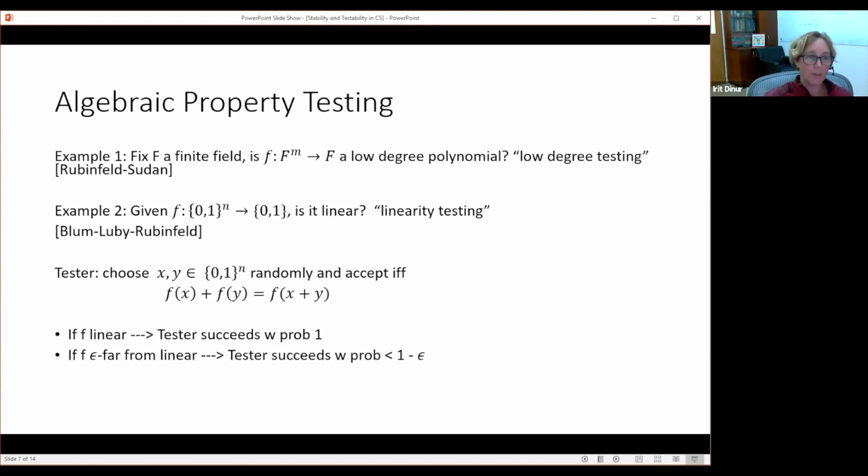Then I want to say that the tester will say yes, so the fraction of triples x, y, x plus y for which f succeeds is no more than 1 minus epsilon. This is a theorem proved by Blum, Luby, and Rubinfeld. And if you're not happy with this probability 1 minus epsilon, remember that you can just repeat the test with a bunch of triples, not just one.